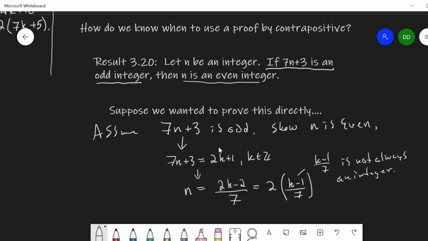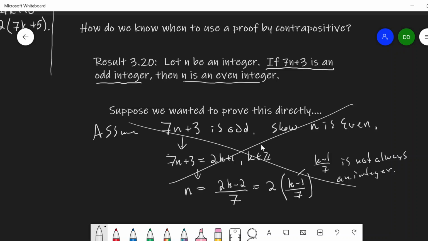And so trying to do this one directly, it really doesn't get us anywhere. We kind of get stuck here. We'd have to then prove that (k minus 1) over 7 is an integer, or, I mean, it's not always an integer. So we'd have to figure out what k values actually give us integers here. It'd be a whole mess. So this route doesn't really work. This just doesn't help.